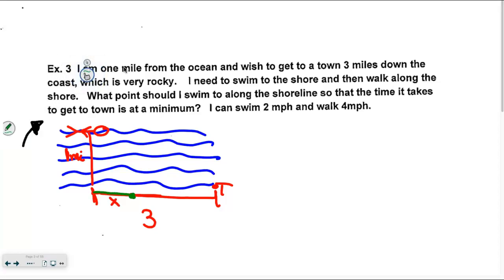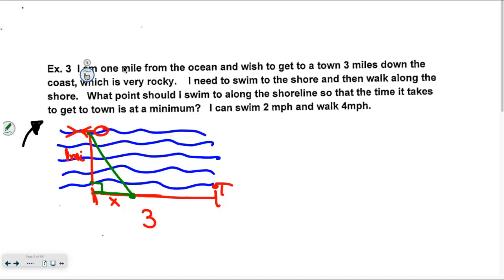All right? So it's X that's changing. Like, what spot along the shoreline should we swim to so that the time it takes to get to town is at a minimum? So finish off this right triangle. X is changing, and we want to figure out what it is. Like, where should we swim so that the time it takes me to get to town is at a minimum?